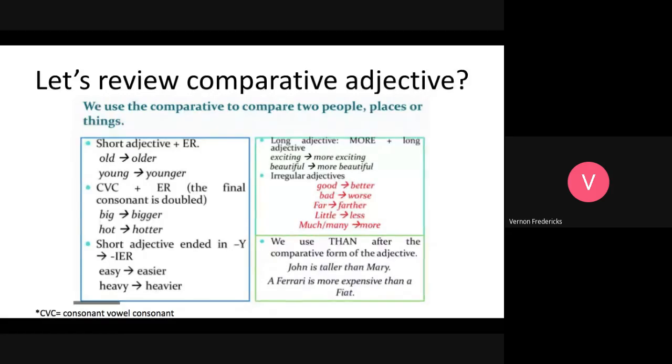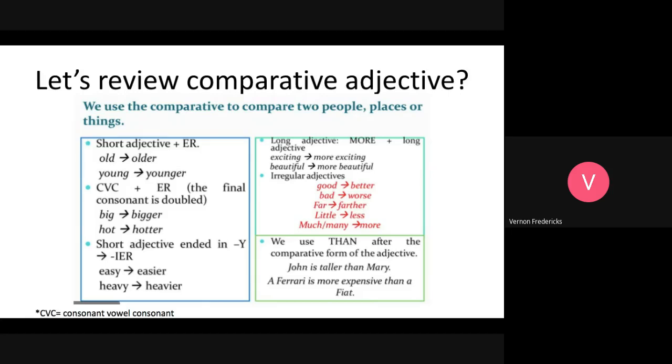Okay, point number 5, irregular adjectives. The adjective is good, I am good, my brother is better. Yeah, I am good, but my brother is better. Okay, bad becomes worse. Far, we say farther in the comparative adjective. I live far, my uncle lives farther than me. Okay, little becomes less. Yeah, less intelligent. Okay, much and many becomes more. These are all irregular adjectives, students.